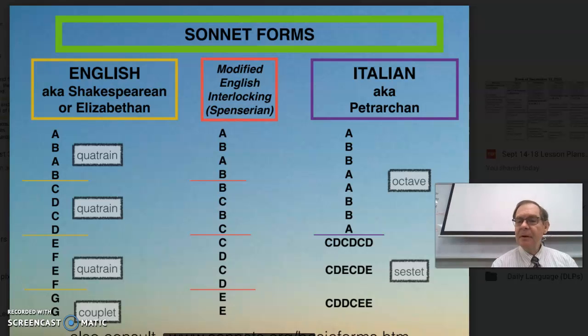The sonnets in our book, though, are mostly English or Shakespearean. Shakespeare writes a number of them. But look at the middle column. Modified English, sometimes known as an interlocking or Spenserian sonnet.